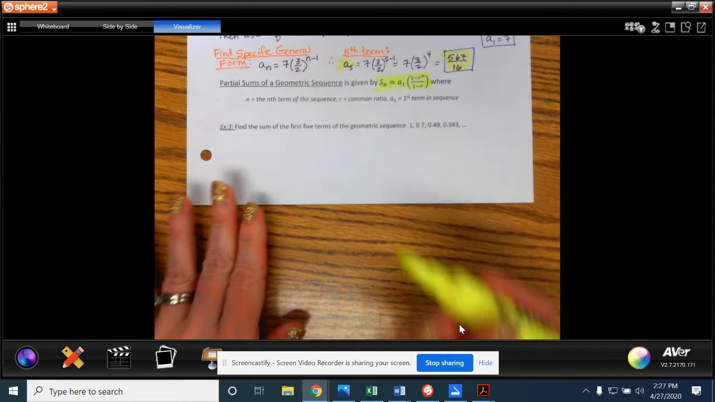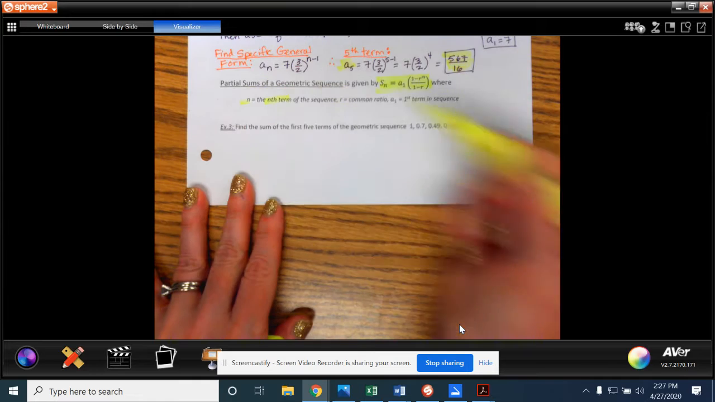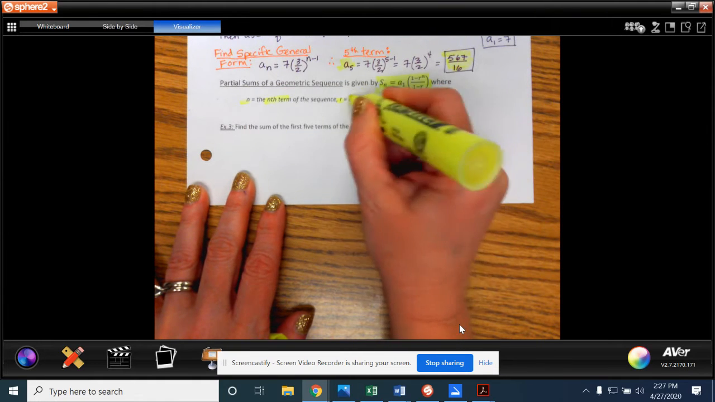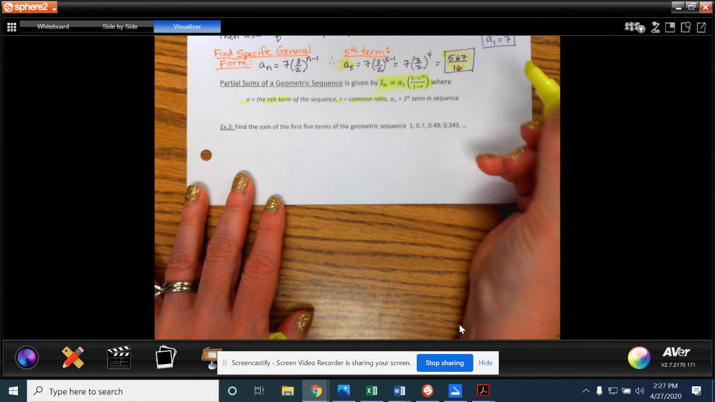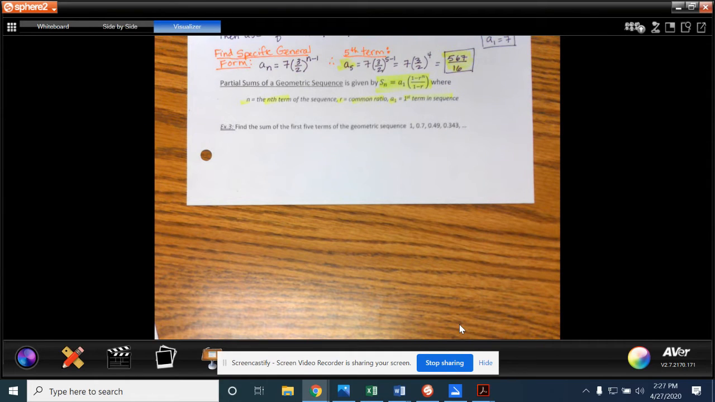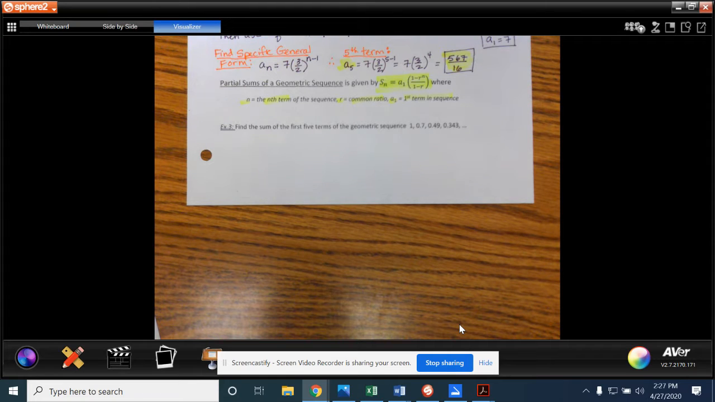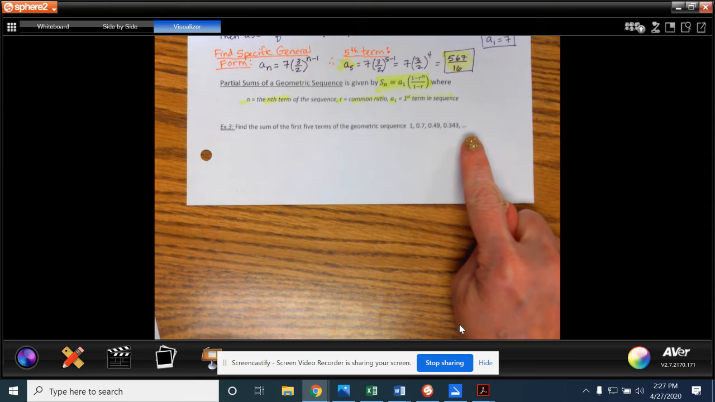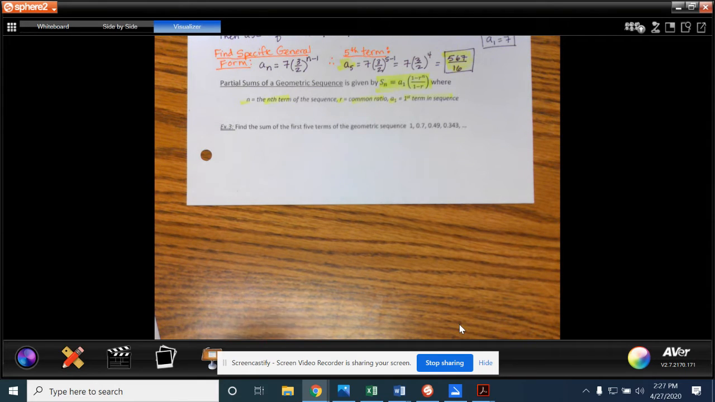And then n is the nth term, so that's the same. R is the common ratio, which we just talked about in the last video. And A1 is the first term of the sequence, which is still the same. We're going to start off with find the sum of the first 5 of this geometric sequence. You can see that it goes dot, dot, dot. We know that it continues.